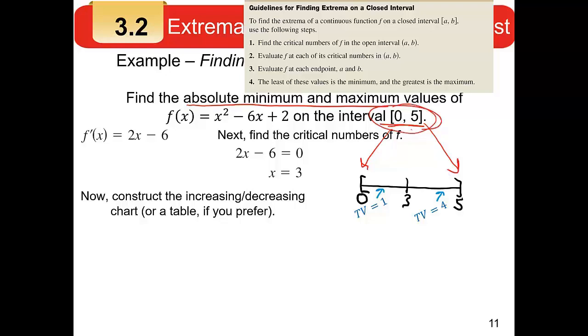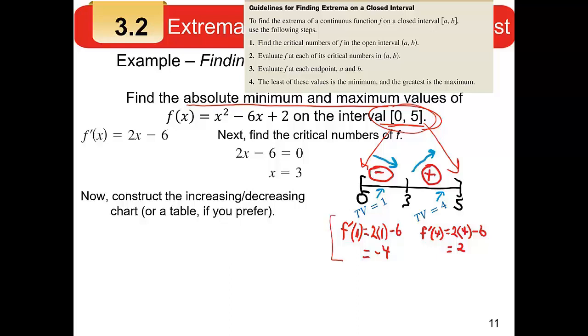So I chose 1 as being my value between 0 and 3, and I chose 4 as being my value between 3 and 5. And remember, you're testing them in the derivative. The derivative tells you whether the function is increasing or decreasing. If you plug 1 into the derivative, you get -4. Again, you don't care about it being -4, you just care that it's negative. And then if you plug the other test value in, you get 2. Again, you don't really care that it's 2, you just care that it's positive. And you can see now that that behavior is decreasing on the left, increasing on the right. That's the signature of a relative minimum. So there's a relative minimum at 3.